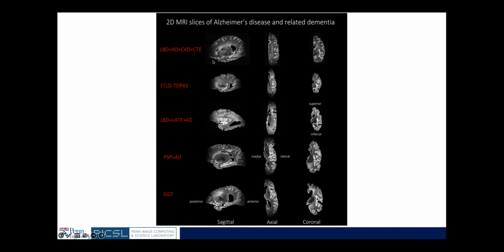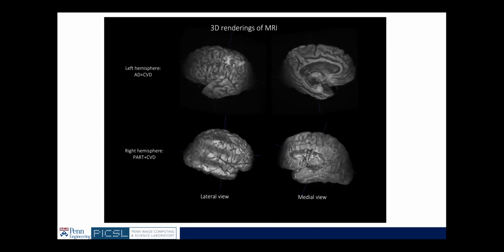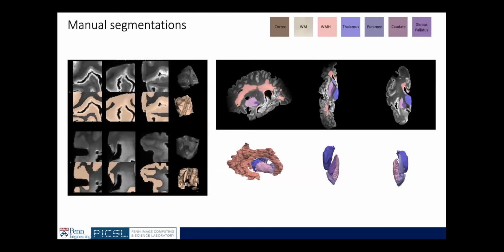The patient that you see on the top row had a bunch of different diseases: Alzheimer's, cerebrovascular disease, Lewy body disease. And over here, in the second row, the patient had FTLD, which is frontotemporal lobar degeneration. So we acquire these images at 7 Tesla ex vivo, basically after the patient has died. These are some 3D renderings of those MRIs. And then we collect manual segmentations for different structures of interest.